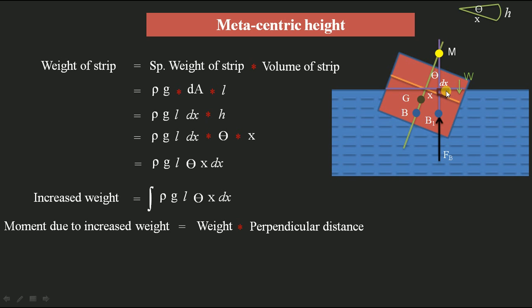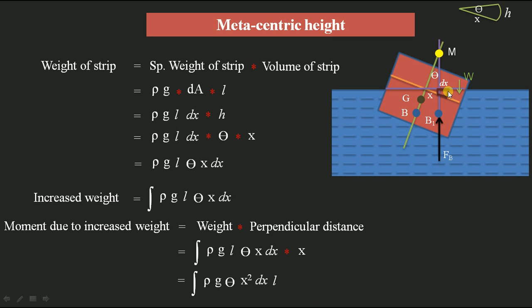Because a smaller variation, a smaller change in the weight is taking place. Okay, so I am assuming W, that is the integration weight, is this one: integral of rho g l theta x dx. So write it as rho g l theta x dx into the perpendicular distance, which becomes x only. Okay, so finally we can write it as the integration of rho g l theta x square dx into l. So what do you mean by dx into l again?